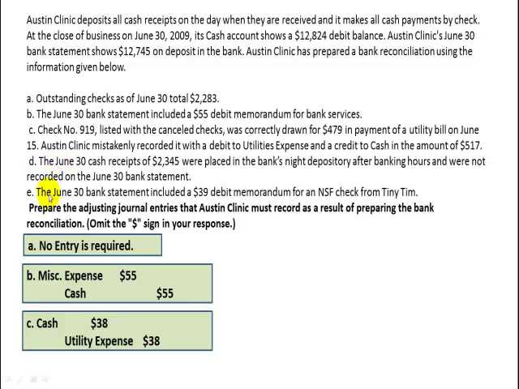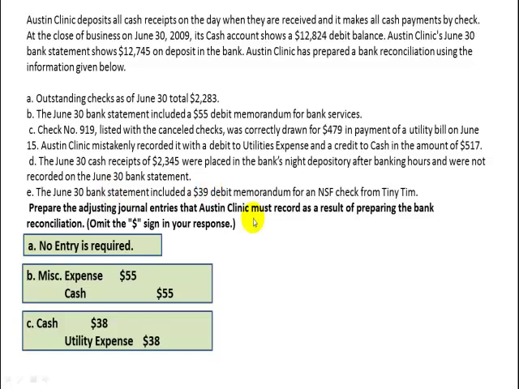Part E, the June 30th bank statement included a $39 debit memo for an NSF check by Tiny Tim. NSF checks are checks where we thought the money was good when we were getting a check. It turns out there's not any money behind that. There's no money in their bank account or not enough money. Therefore, the bank returns it to us, and we have to lower our cash on hand by, in this case, $39 for this NSF check. The bank already knows about it because it was in the bank statement.